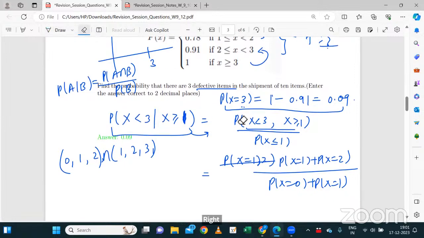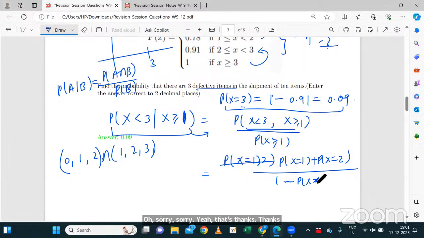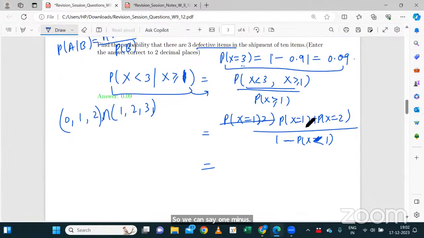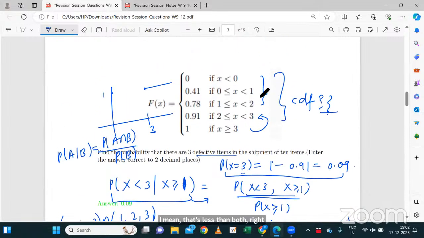Sorry, it's greater than or equal to, thanks. So I can simply say 1 minus probability of x less than 1, right? X less than 1 means, so what will be the probability now? Probability at x equal to 1, how will you compute? Tell me.